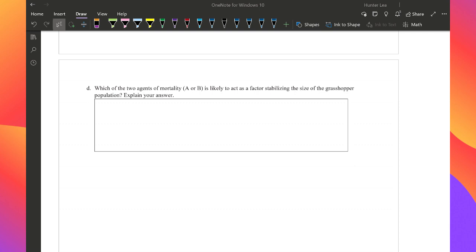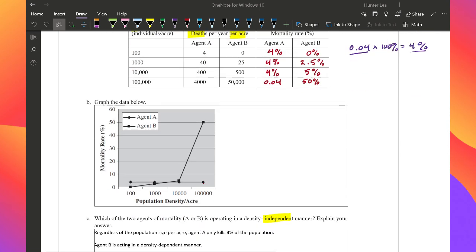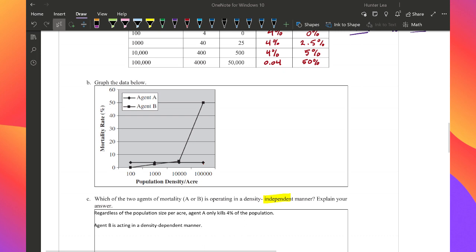So we need something that also doesn't remain constant. Because remember, Agent A removes only 4% of the population, no matter how large that population gets. So that seems like there's some kind of endemic, something that is killing that small number of grasshoppers, but again, is not density dependent. Agent B, however, removes an increasing percentage of the grasshoppers as the population size increases. When we got to some critical threshold, the death rate exploded due to Agent B.